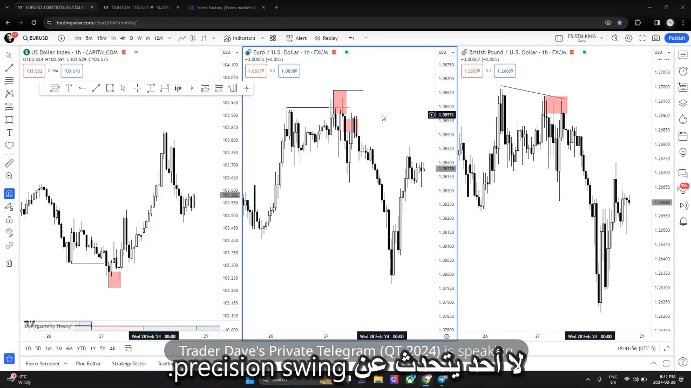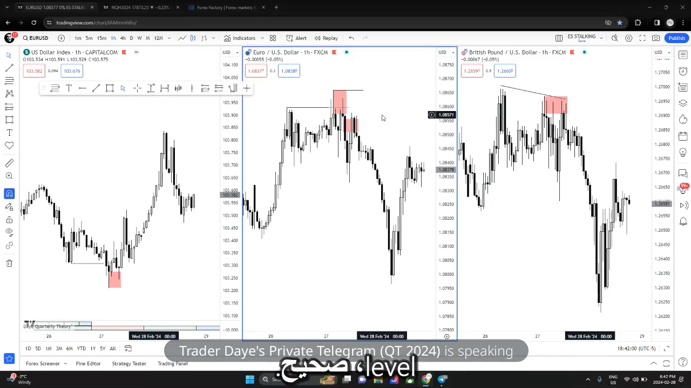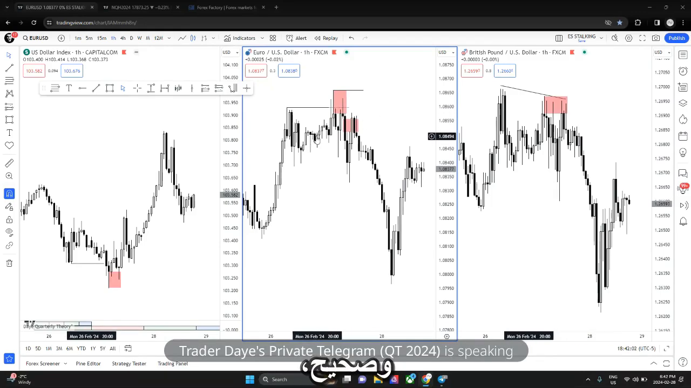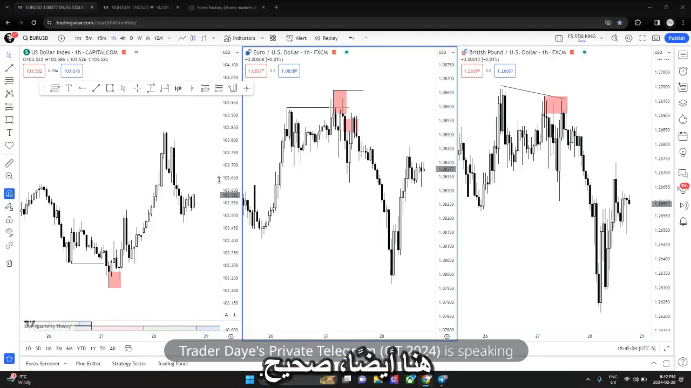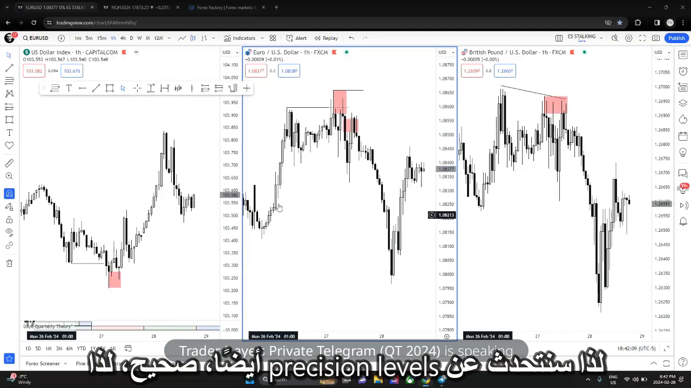No one talks about precision swing points. No one ever talked about a precision level, right? And right here also, right? So we're going to talk about precision levels as well, right?